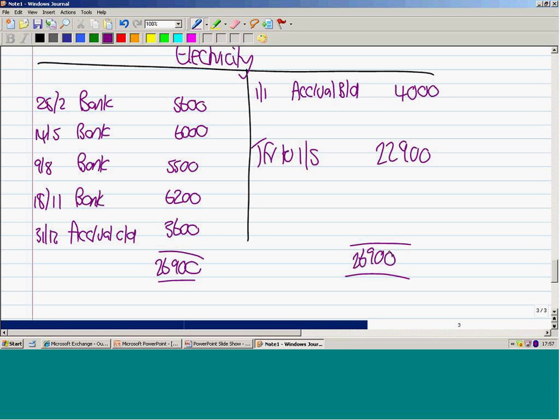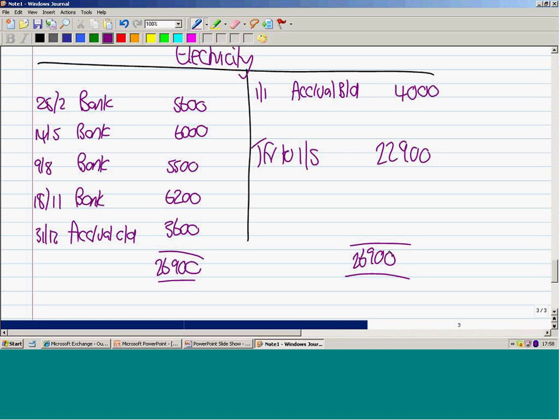I'm going to credit the income statement. Effectively what you're doing is crediting the electricity account, which therefore means it's going to be a debit in the income statement, and all debits in the income statement are an expense, because obviously we need to offset it against the income, which is a credit in the income statement.